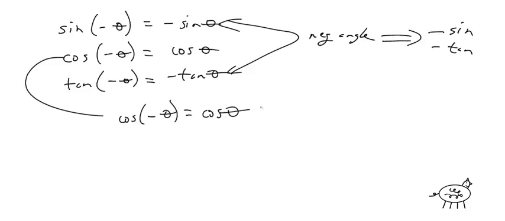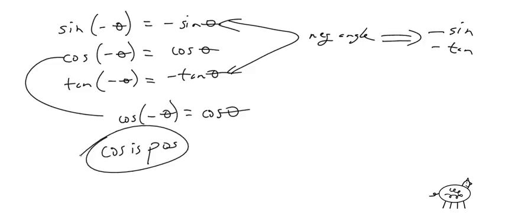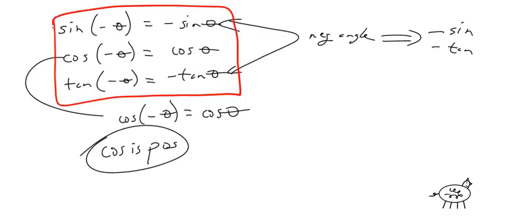So the way I have you remember that, the way cosine goes to positive, I always say cos is pos. Cos is pos. It's a great cheer. Cos is pos. Cos is pos. Okay. Anyway, those are our identities. So those are our negative angle identities. These four guys right here, negative angle identities.